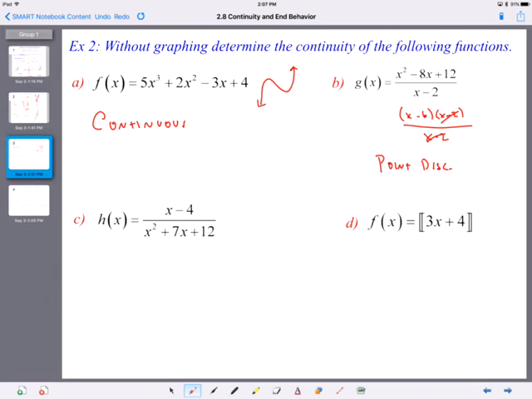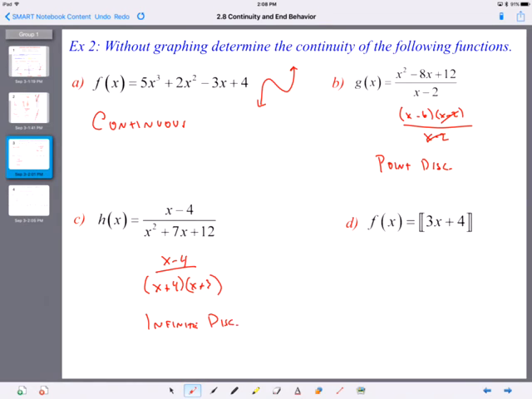For example C, once again, we want to factor to see if anything happens. We have x plus 4 and x plus 3. So not the same. So we're going to have two vertical asymptotes. We'll also have a horizontal asymptote. So this will be infinite discontinuity.